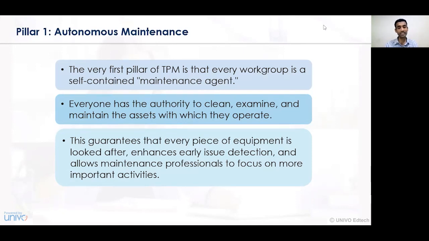Everyone has the authority to clean, examine, and maintain the particular assets which they operate. So autonomous maintenance is a constitution wherein everyone has a certain participation and looks after each activity, with the authority to clean, examine, and maintain the assets of the business organization. So what does it guarantee? These steps of autonomous maintenance guarantee that every piece of equipment is looked after. It enhances early issue detection and allows the maintenance professionals to focus on more important activities, such as how to control or maintain those activities in a better way.